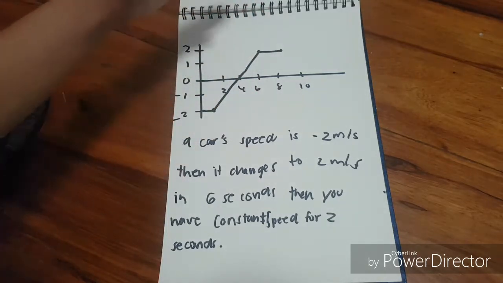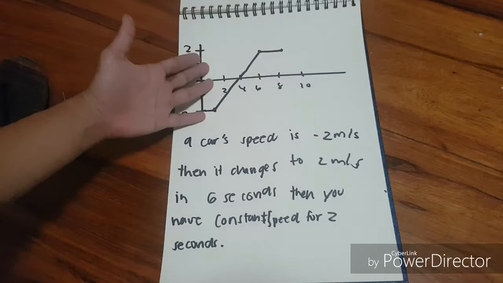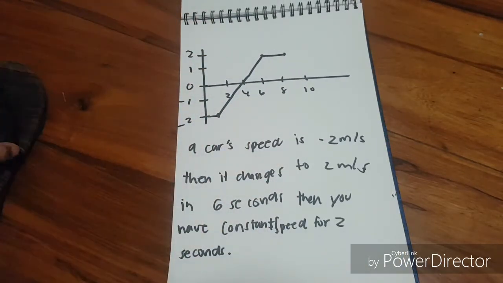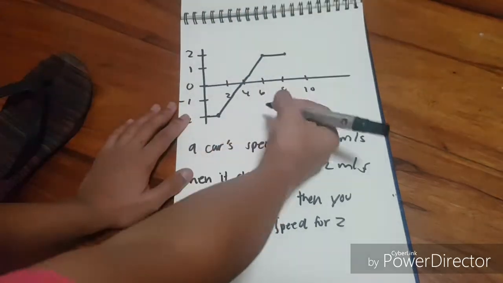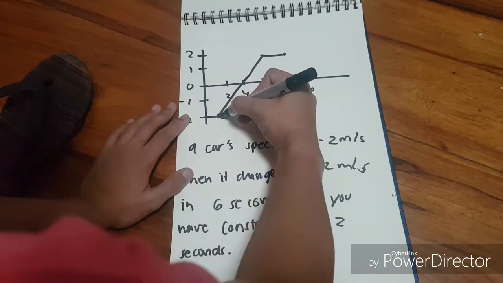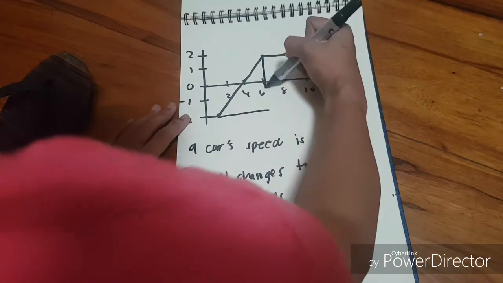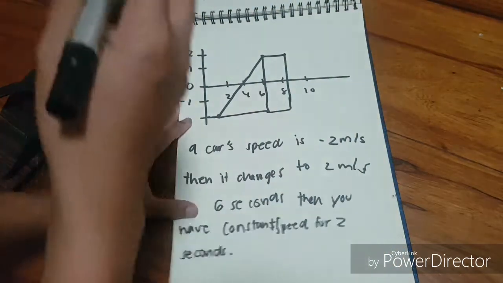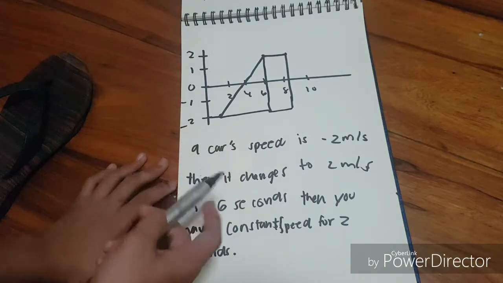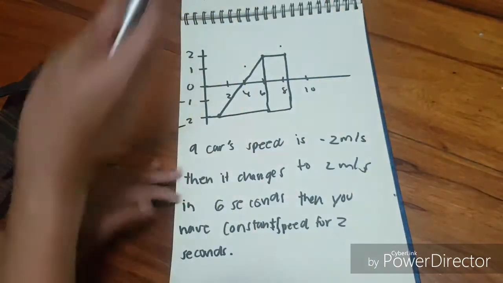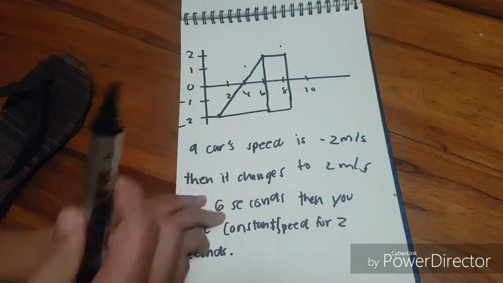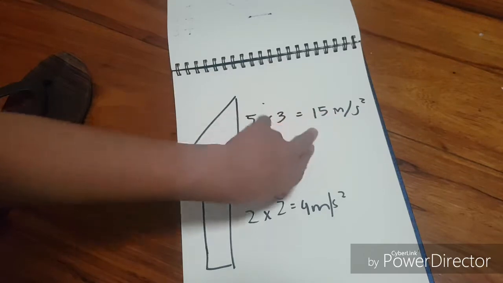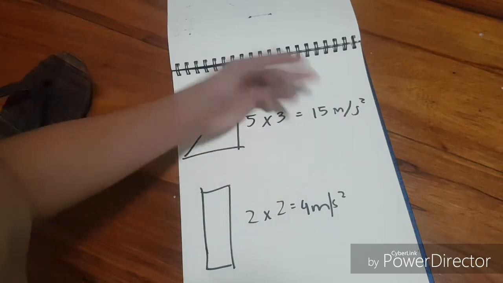So how do we compute for the speed and everything else? The first thing you need to do is get the shape. So let's just draw the shape. There's a triangle and then there's a rectangle. The easiest way is to get the area, so get the area of the triangle and the rectangle. How do we get it? 5 times 3 is equal to 15 miles per second squared.